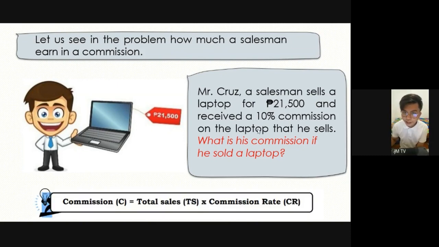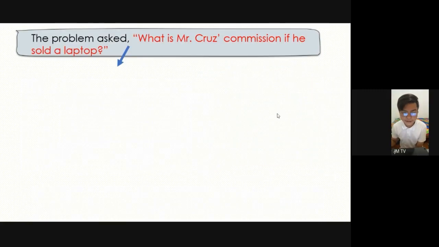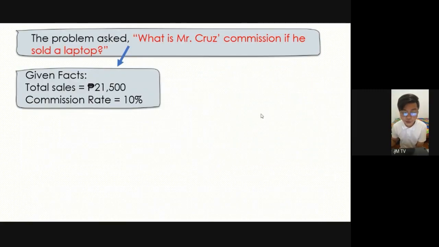Ito yung ating formula sa commission. Commission is equals total sales times the commission rate. Ano ba yung total sales ng ating laptop dito bago tayo mag-proceed sa next step? So yung total sales natin dito is 21,500 and then yung commission rate natin is 10%. Ang gagawin natin, isa-substitute lang natin yan. So these are the given facts. Total sales is equals 21,500. The commission rate is 10%.